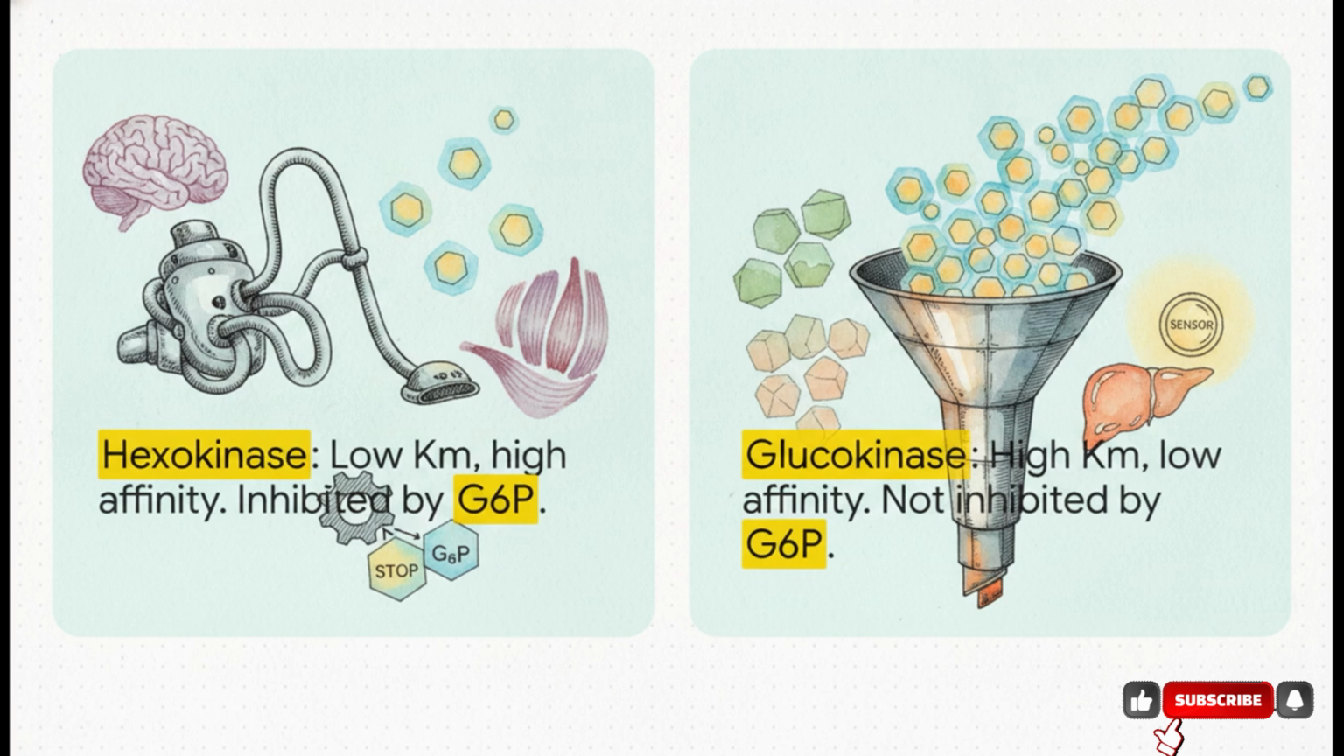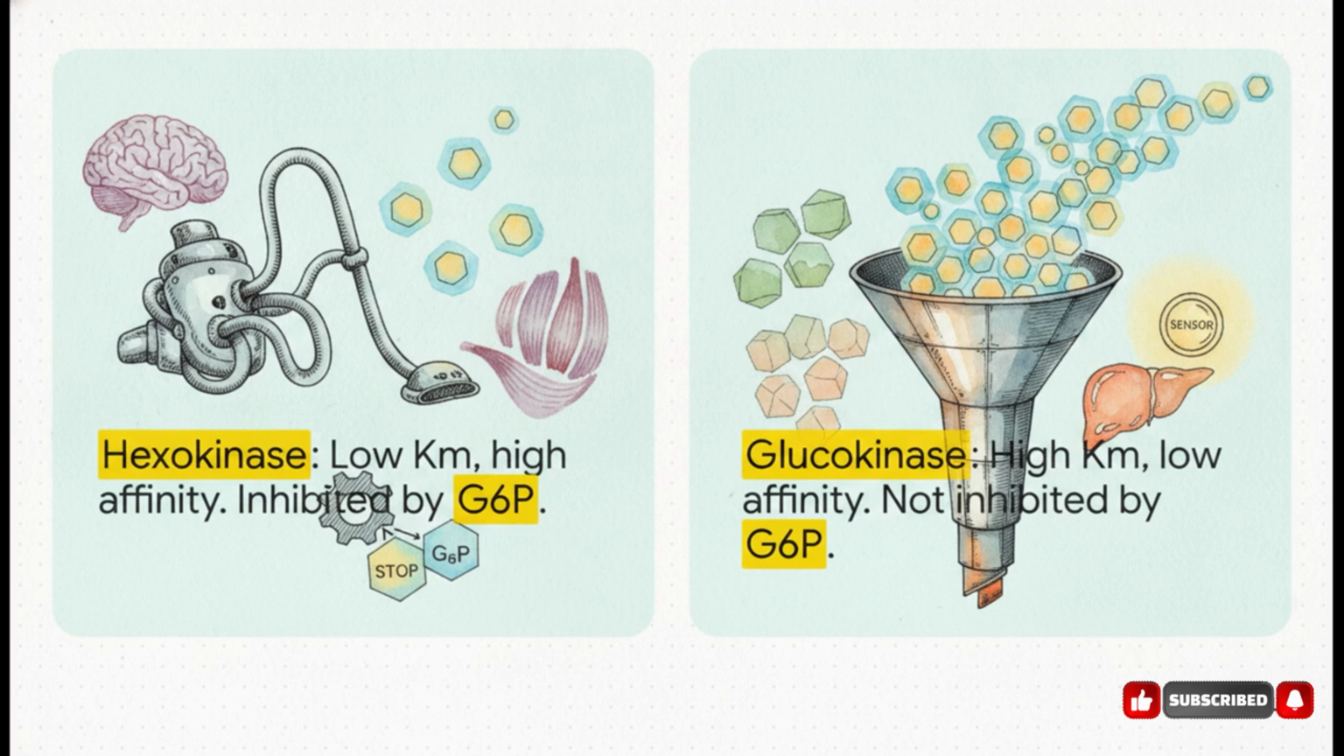Now, the liver and the pancreatic beta cells are a completely different story. They use glucokinase. Glucokinase has a high Km, meaning it has a low affinity for glucose. It only really gets to work after you've eaten a huge carbohydrate-rich meal, when glucose levels in the portal vein are sky high. But it has a massive Vmax, allowing the liver to rapidly clear that flood of glucose from the blood to prevent hyperglycemia. And unlike hexokinase, it is not inhibited by G6P. Instead, it's inducible. Insulin actually tells your liver to make more of this enzyme.